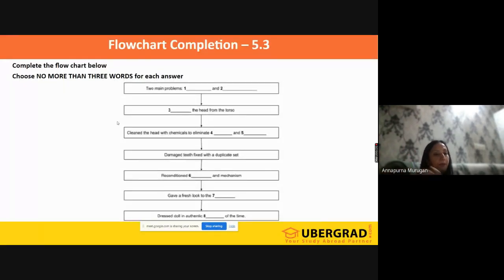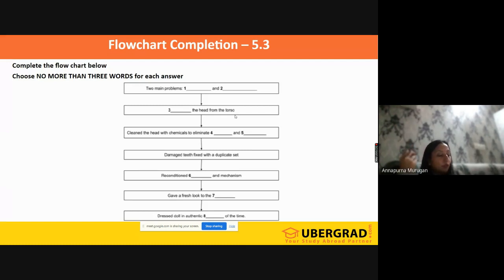See, you cannot imprint the same answers, the way you get the answers. You need to see what form is required in the question. Make sure you understand. Dash the head from the torso. If you write separated the head from torso, will it sound good? No, right?